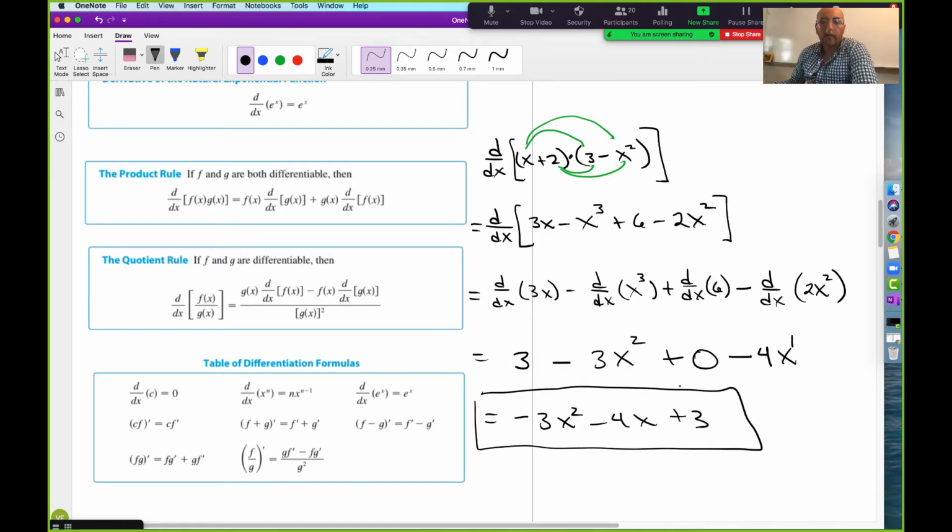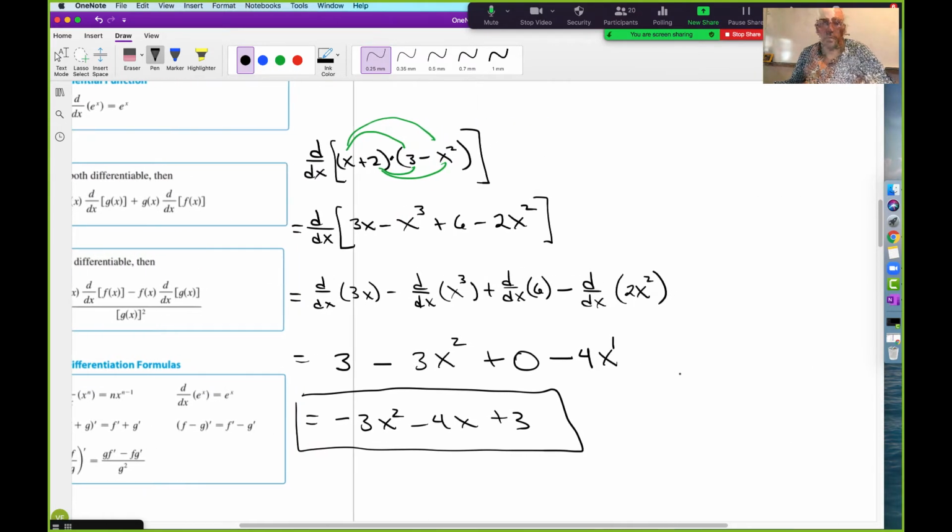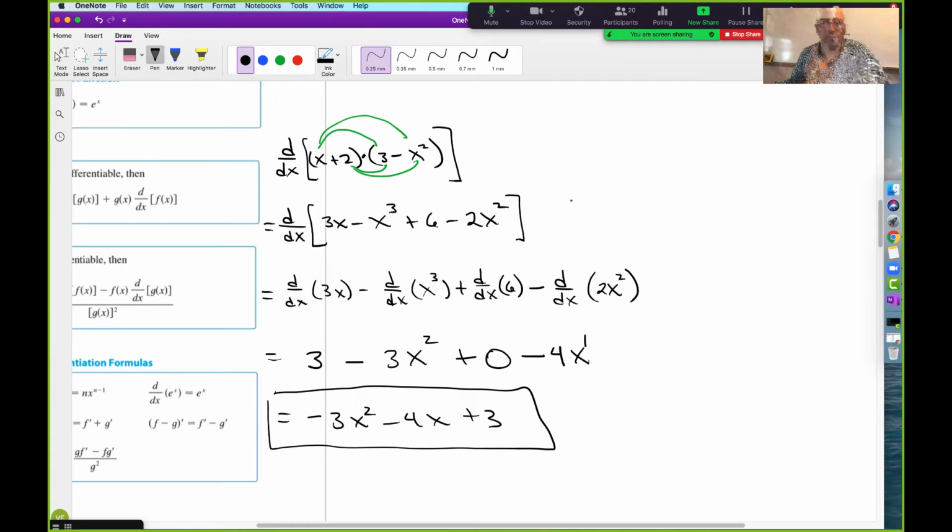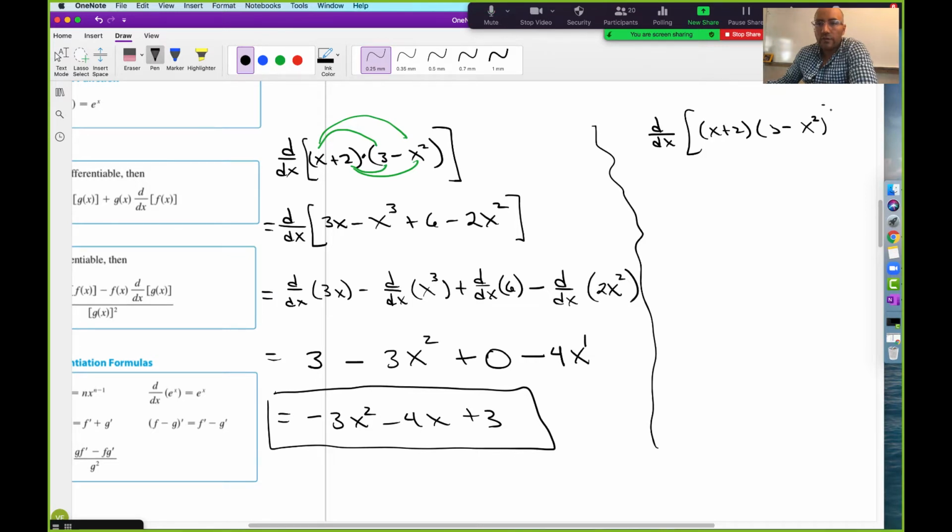Any questions? No? Okay, so that's doing it one way. We can FOIL it all out and use our previous properties to find it. Or now we can use the product rule. So using the product rule, we do this: d/dx of (x + 2)(3 - x²).